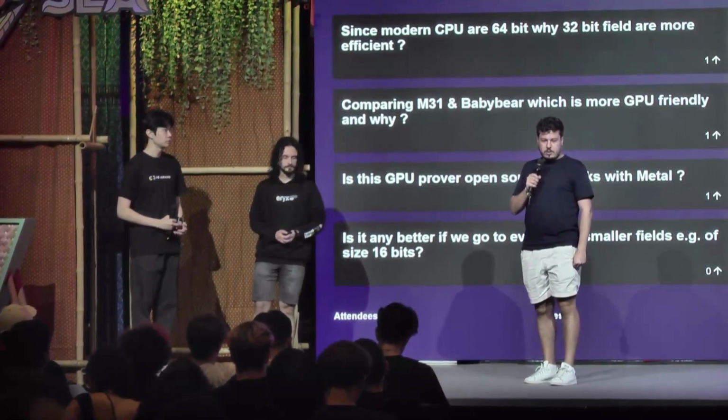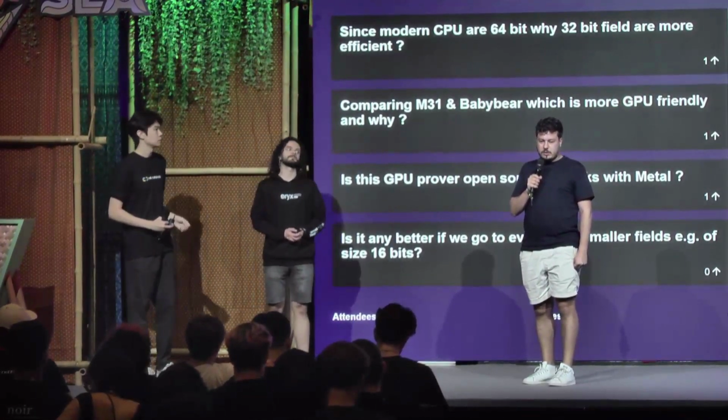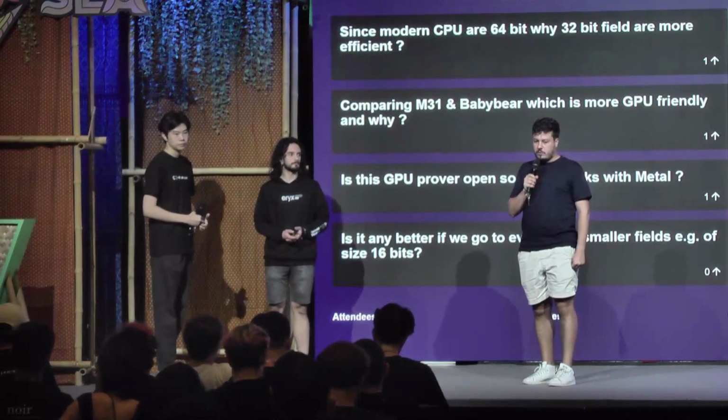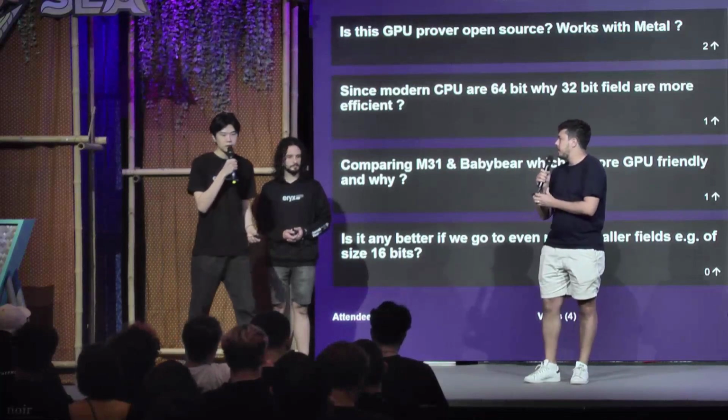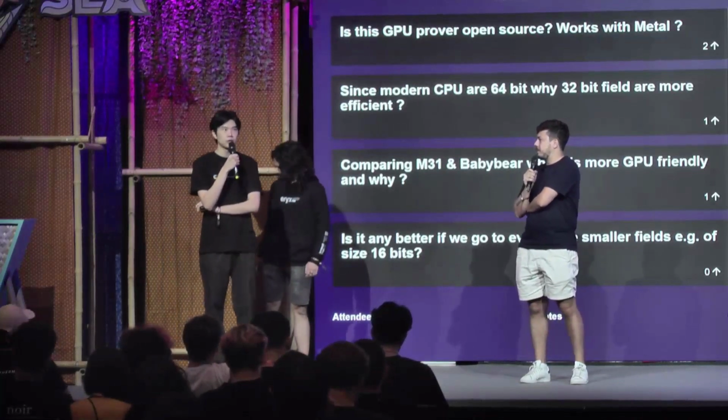So the first one: since modern CPUs are 64-bit, why are 32-bit fields more efficient? At least for the operations on that architecture, I understand that you're concerned about 64-bit, but a lot of the actual arithmetization for the underlying functions is optimized for 32 bits. So we can work with 32 bits very efficiently.